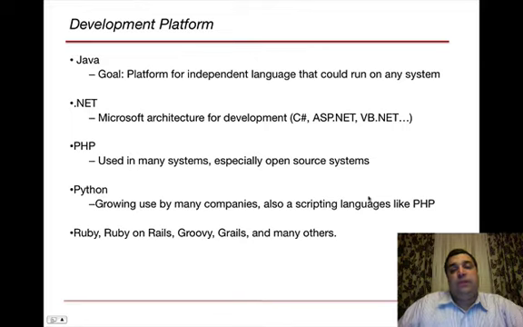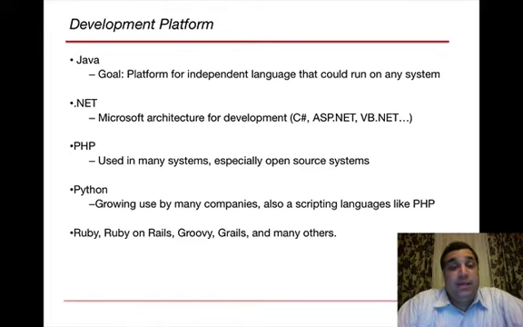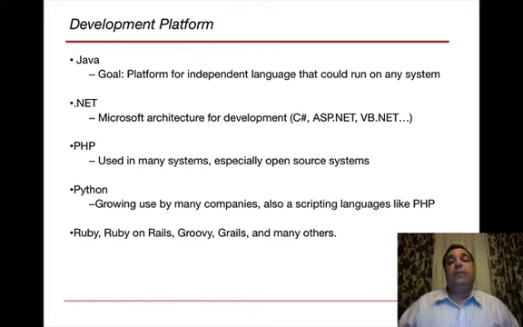The types of development platforms that we use. Now, again, there are many, many languages out there that can be used. Your company may have a certain skill set, and they will use whatever they're more comfortable with. But some of the ones that are popular are Java and .NET, which is Microsoft-based. Now, these are two big ones. PHP is also another big one. It's used in many systems. And you'll see other ones like Python, Ruby, Ruby on Rails, Groovy, Grails, many others that are out there.